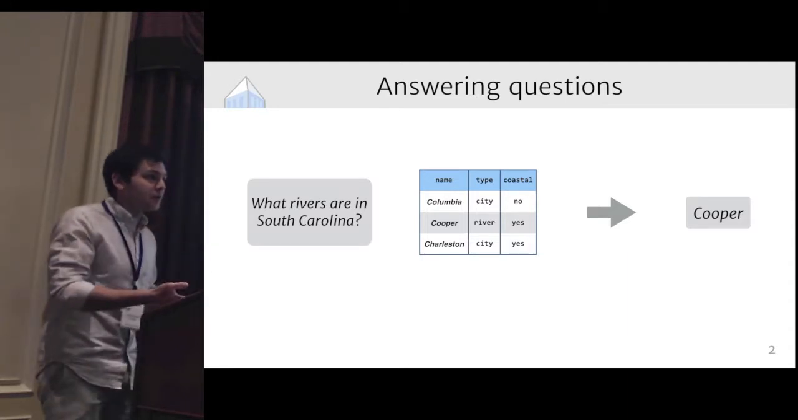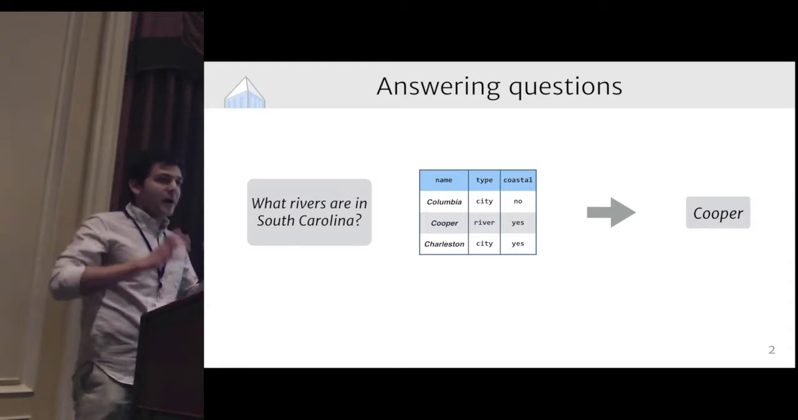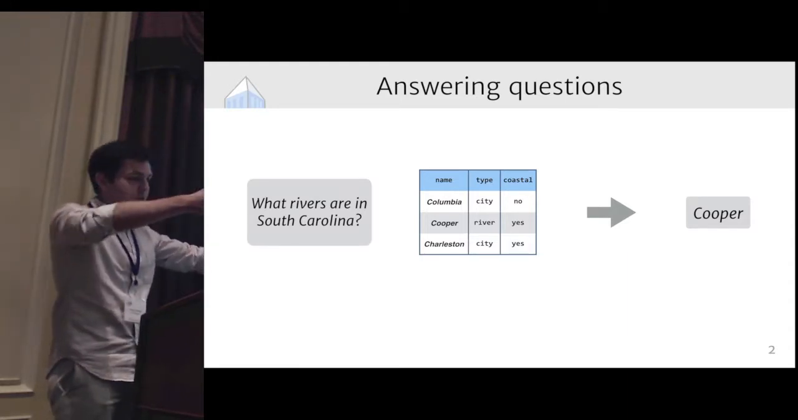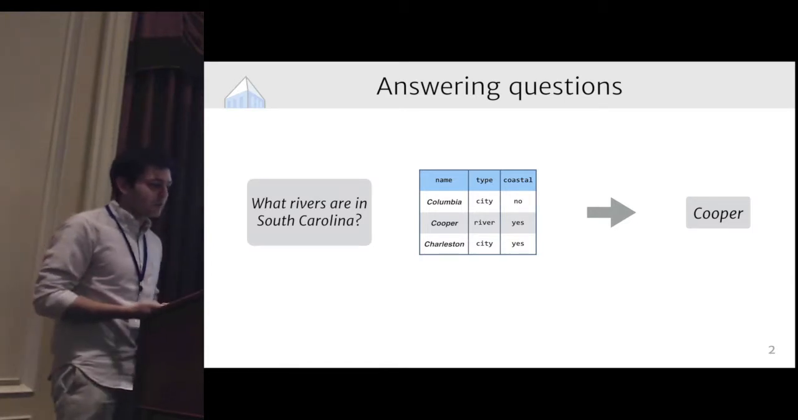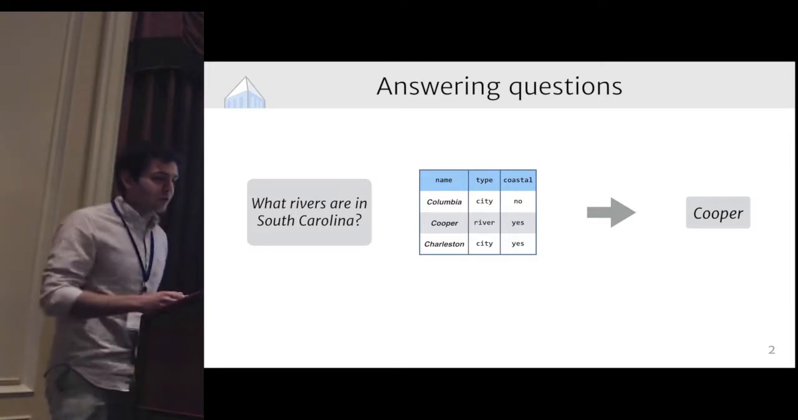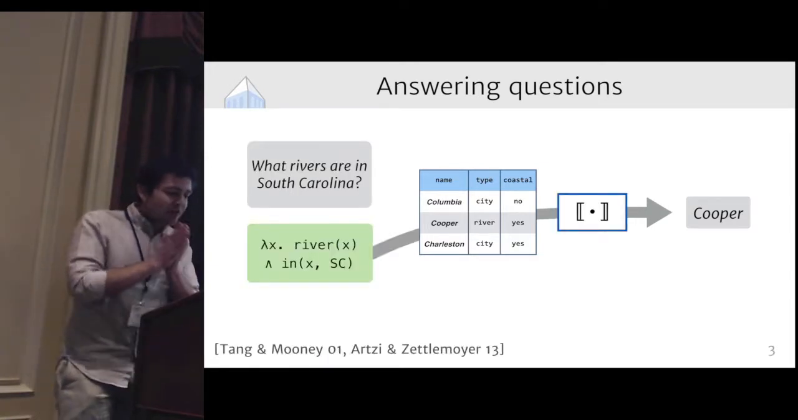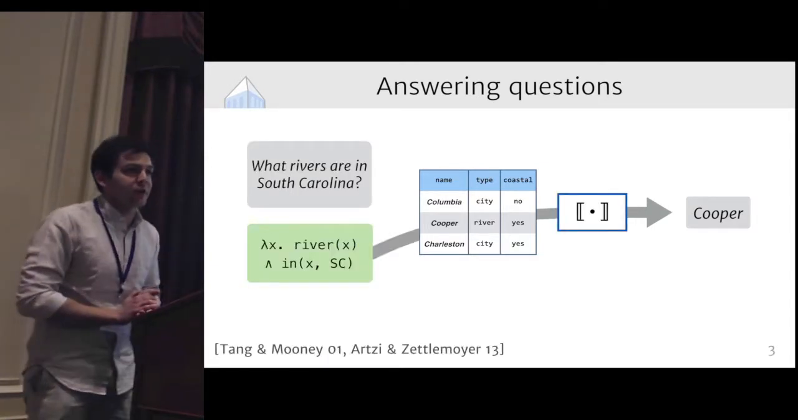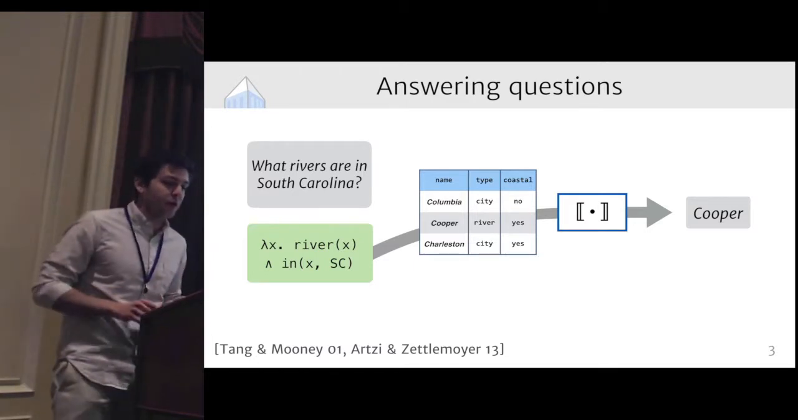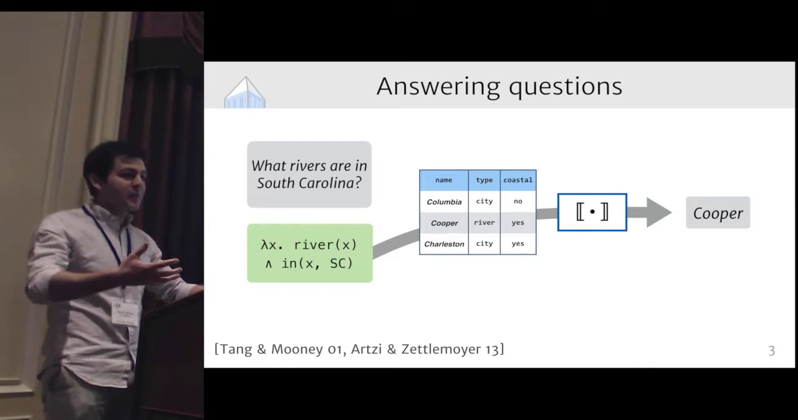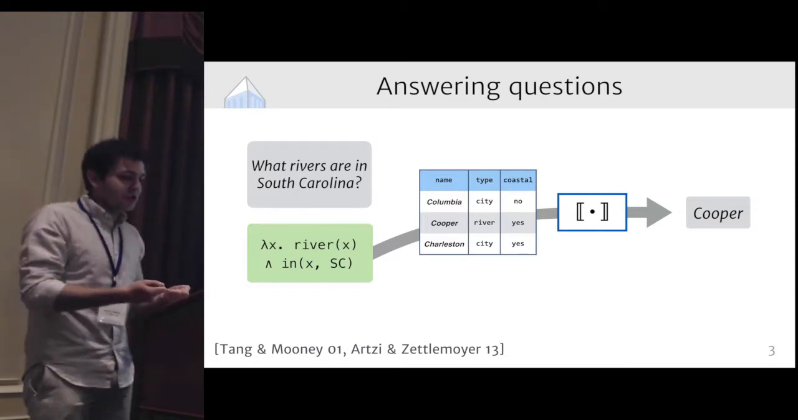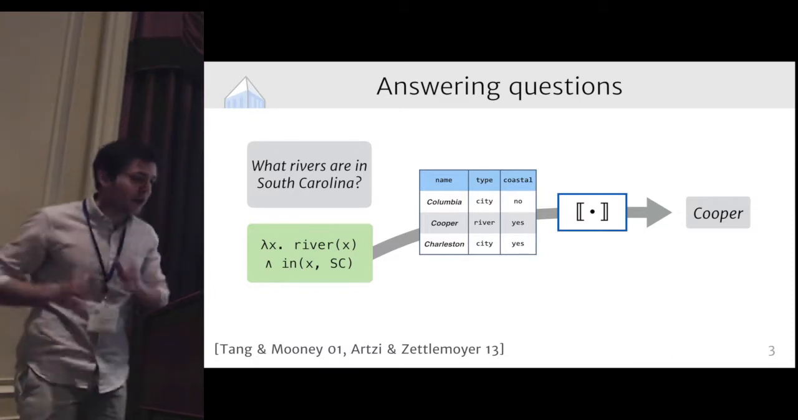We have a question that's been generated by some kind of human speaker. We have some kind of representation of the current state of the world. And our goal is to build some kind of system that can take these two things as input and generate the answer to this question as output. And the way state-of-the-art approaches to this question answering problem work right now is by transforming text into some kind of logical representation of meaning, and then interpreting that representation of meaning according to the model provided by this database.